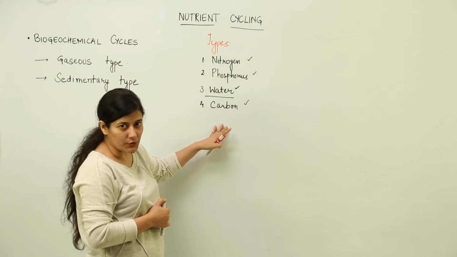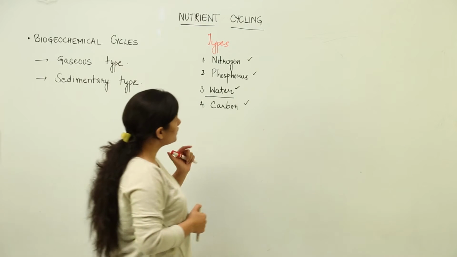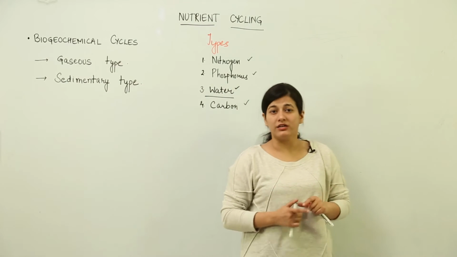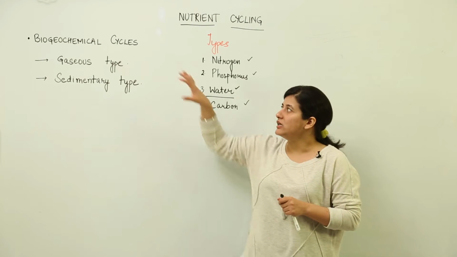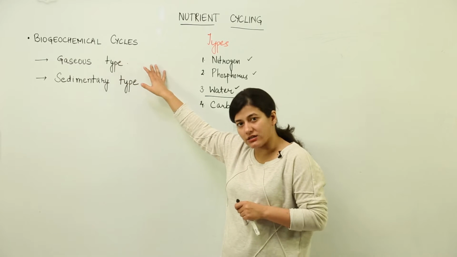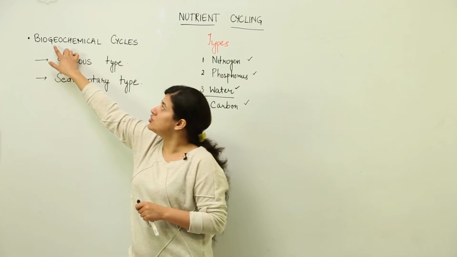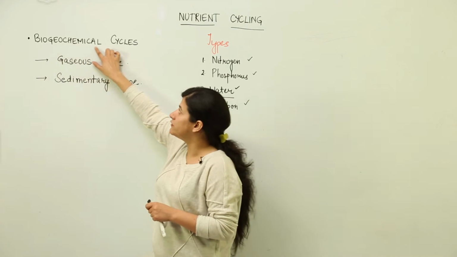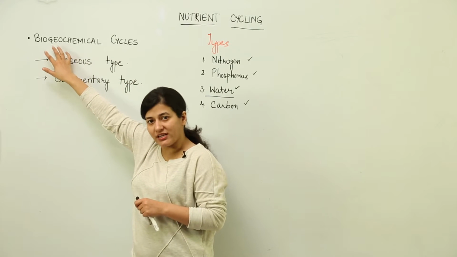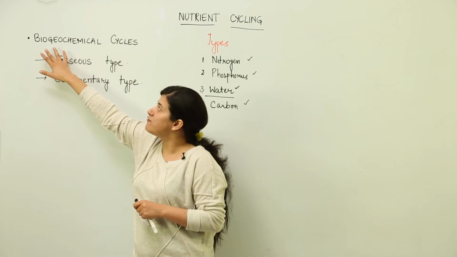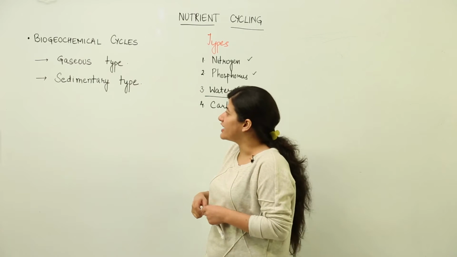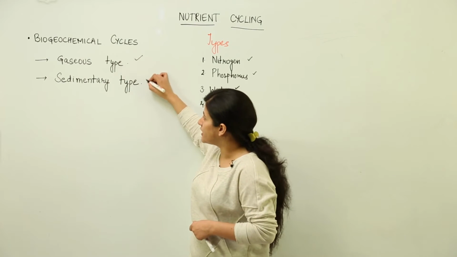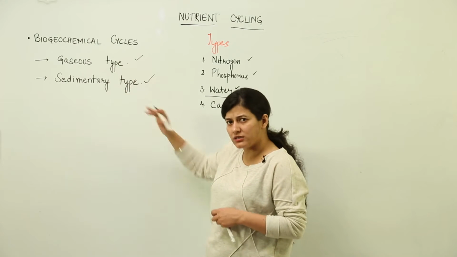each nutrient undergoes. But before that, we need to understand that when we are considering nutrient cycling in an ecosystem, we study biogeochemical cycles. Alright, bio means living, geo means related to earth, and chemical would be involving the nutrients in their chemical states. So we have biogeochemical cycling, and it is further of two types, the gaseous type and the sedimentary type. Now these two terms are a little bit misleading.